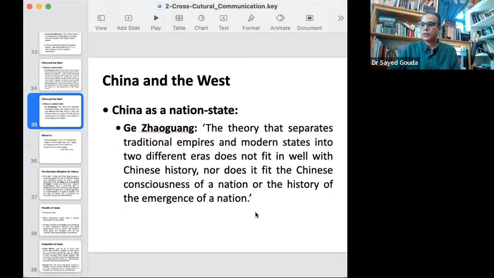He also says the theory that separates traditional empires and modern states into two different eras does not fit well with Chinese history, nor does it fit the Chinese consciousness of a nation or the history of the emergence of a nation. So in other words, he says this Western measure, Western understanding, doesn't really fit Chinese history, and is not suitable for understanding Chinese history.